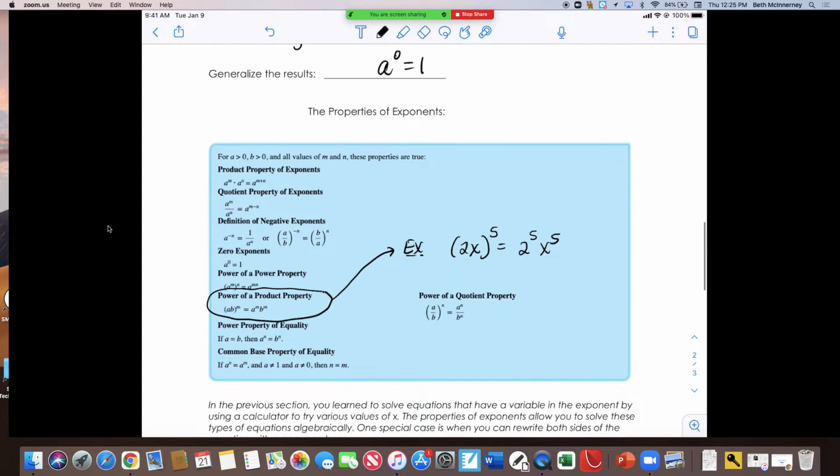The other one I didn't do an example of is this one. What if I give you 3 over y to the 2nd power? You take the numerator to that power and the denominator to the power, as long as it's just a fraction, not a sum or a difference, because then that doesn't work.